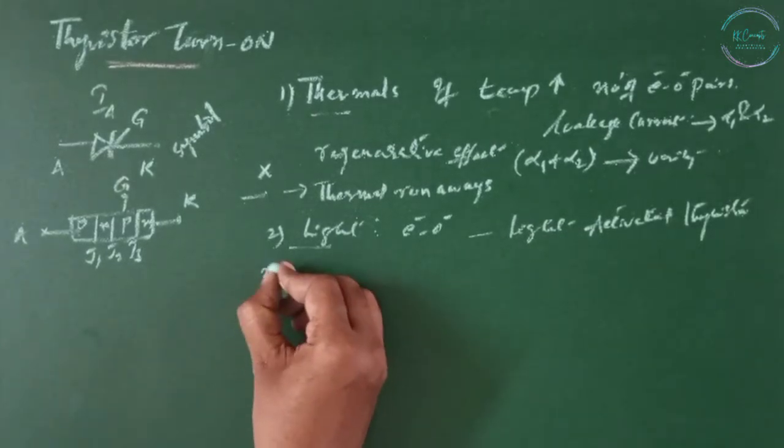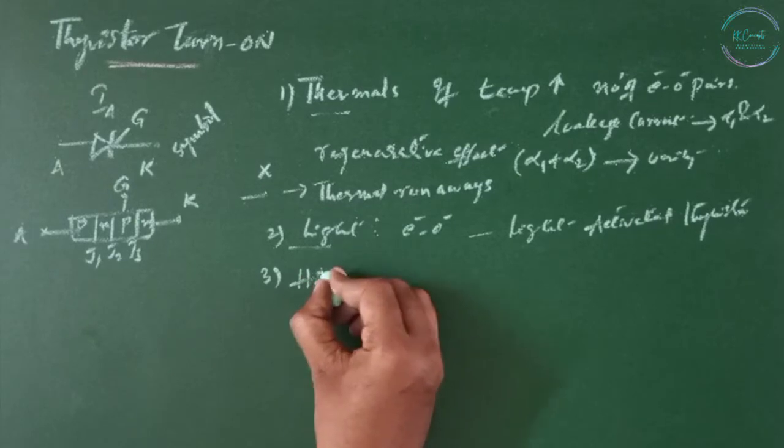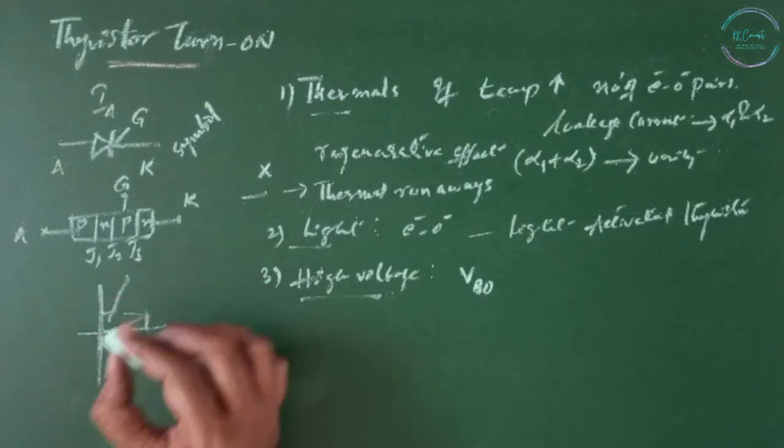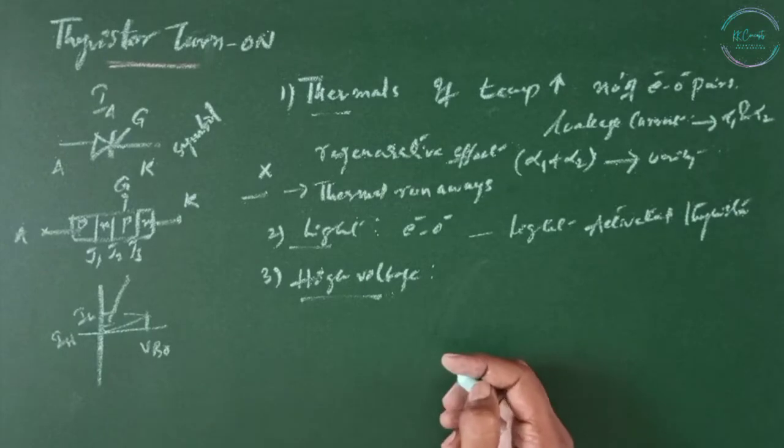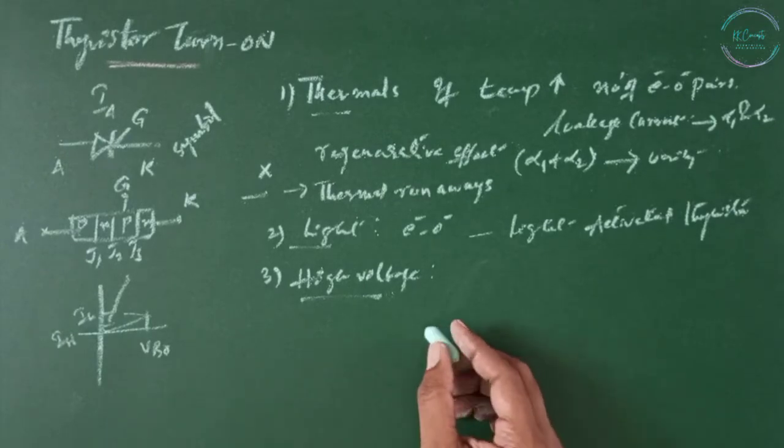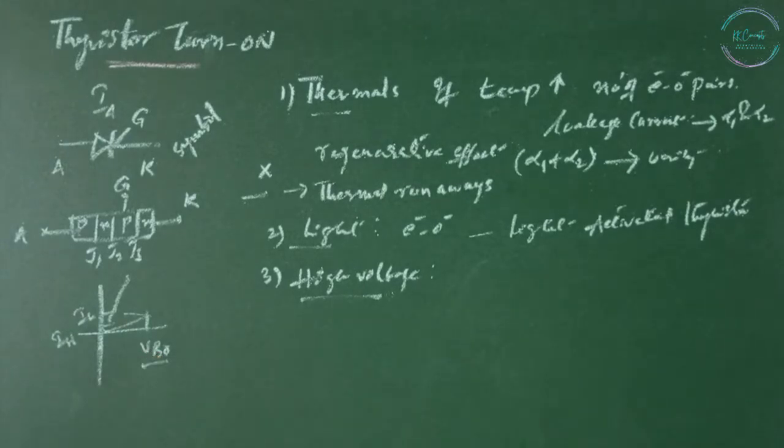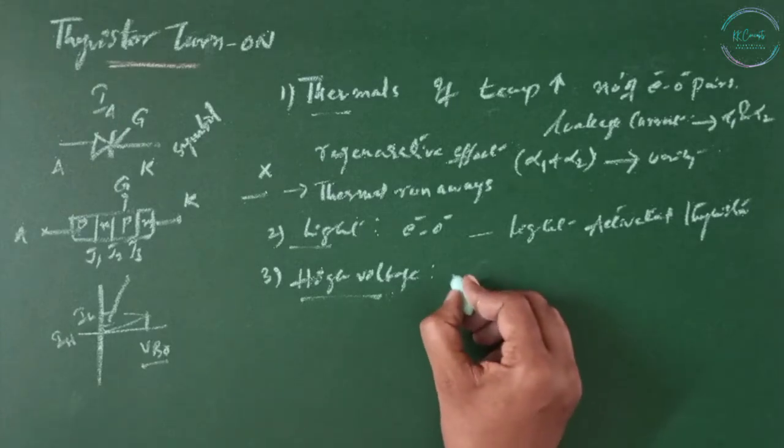Then the third one, high voltage. If the forward anode to cathode voltage is greater than VBO, that is forward breakdown voltage, significant leakage current will flow to initiate a regenerative turn on. And this type of turn on may be destructive and should be avoided again.